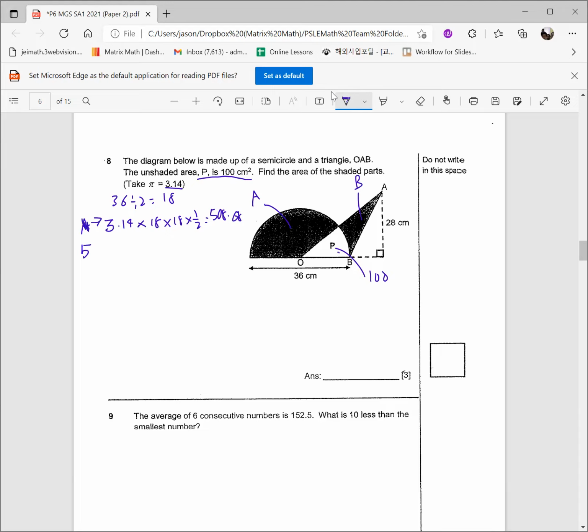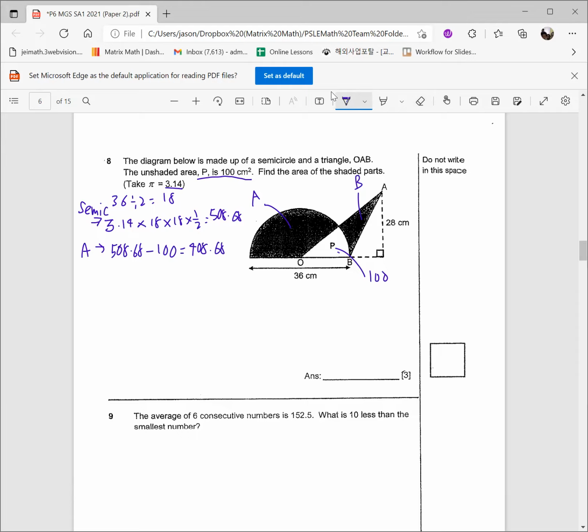Sorry, this is the semicircle, not A, the semicircle. Let me erase this. So A will be 508.68 minus P. That gives you 408.68.